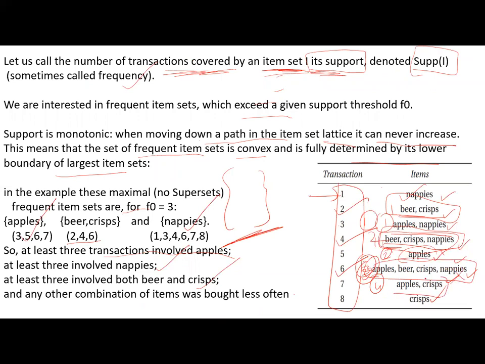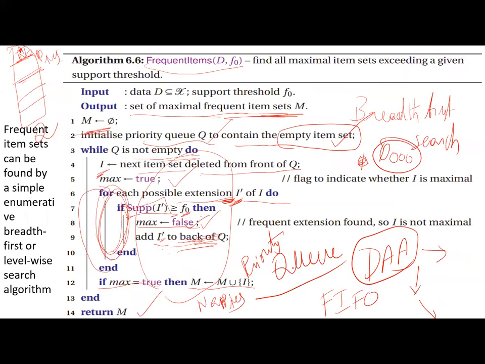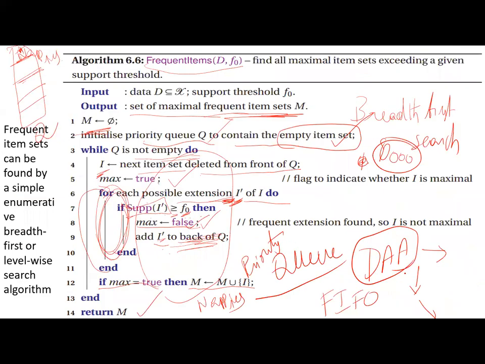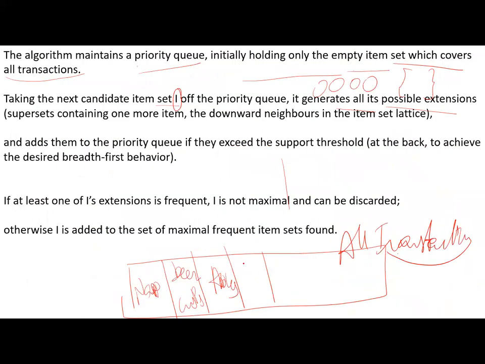Next, apples, crisps. If you take apple crisps, this is 1. There is no, this is 2. So we will have only 2. So we will not consider apple crisps. And crisps, the last one. If you take crisps, this is 1, this is 2, this is 3, this is 4, this is 5. So we have to consider crisps. Oh, already it has come. So this is how.